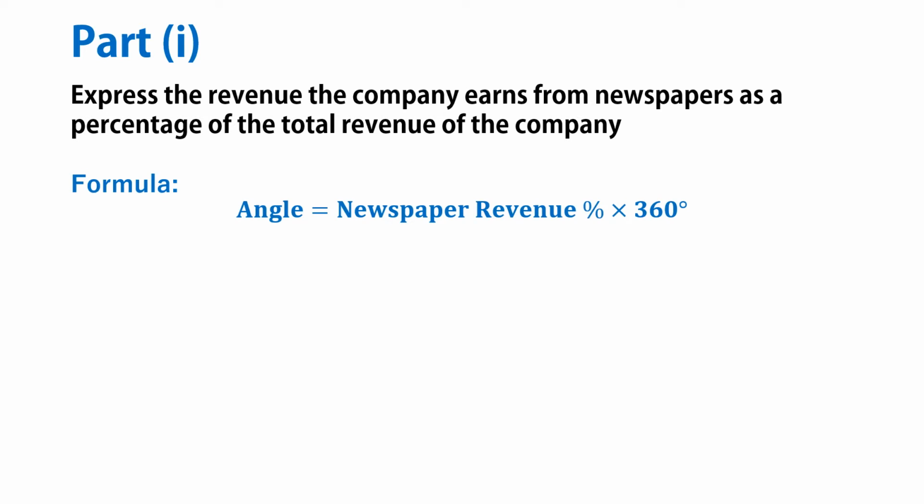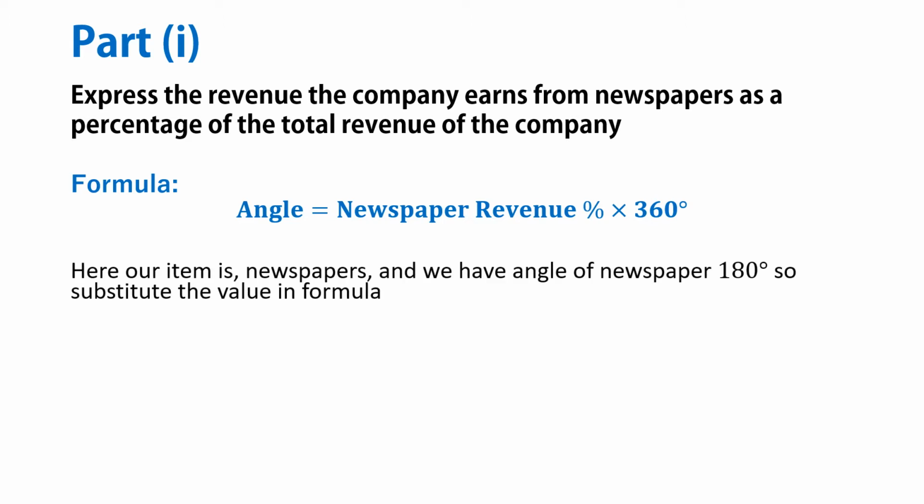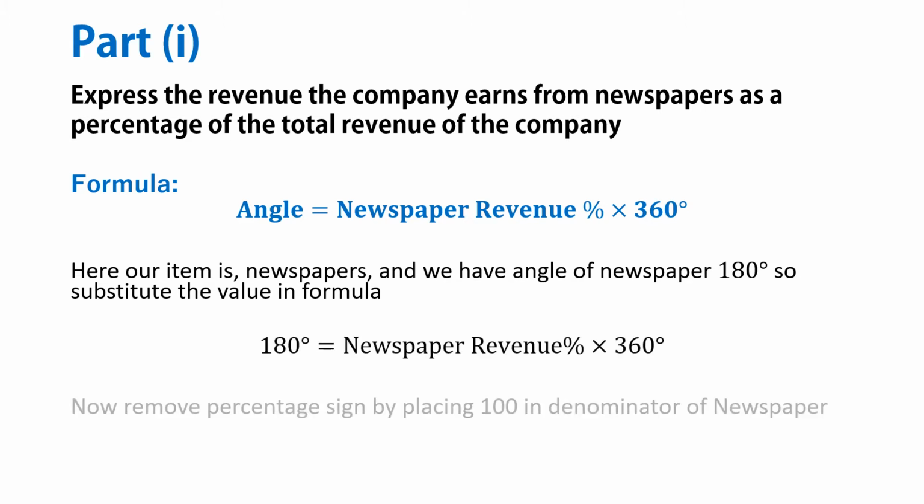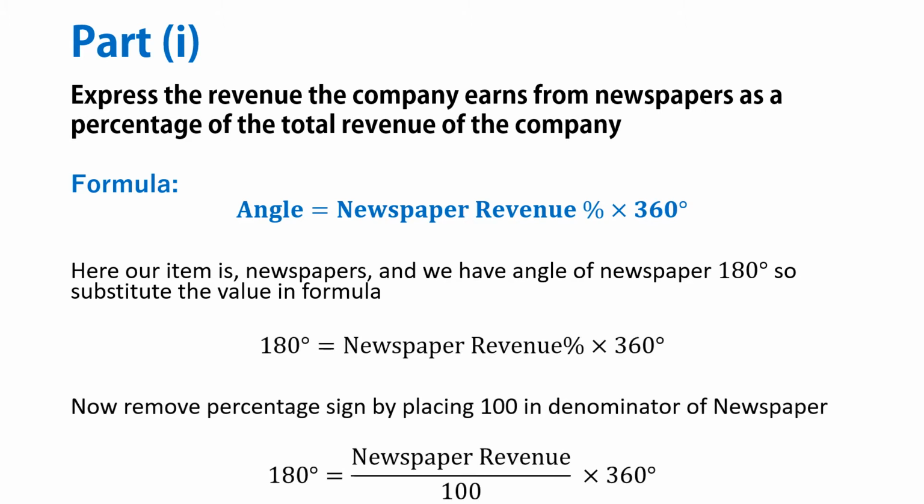Part 1. Express the revenue the company earns from newspapers as a percentage of the total revenue of the company. Since here we have the angle of newspapers given and we have to calculate the percentage of newspapers, therefore we use the second formula. Here our item is newspapers, and we have the angle of newspapers 180 degrees, so substitute the value in the formula. Now remove the percentage sign by placing 100 in the denominator of newspapers.